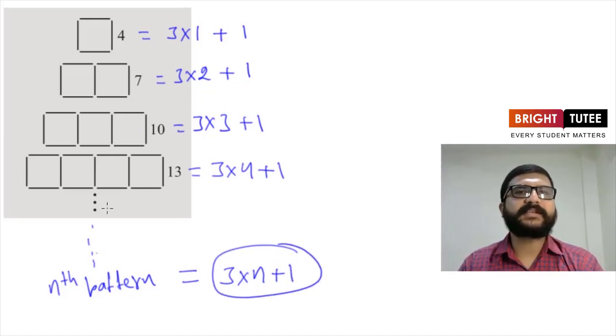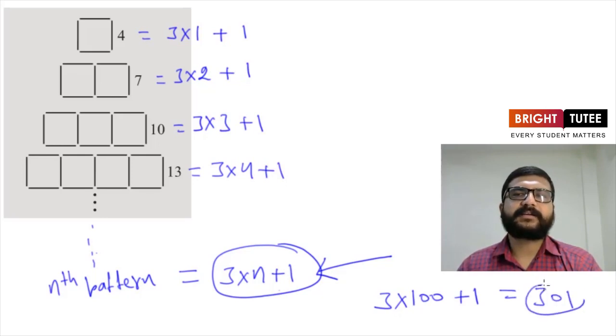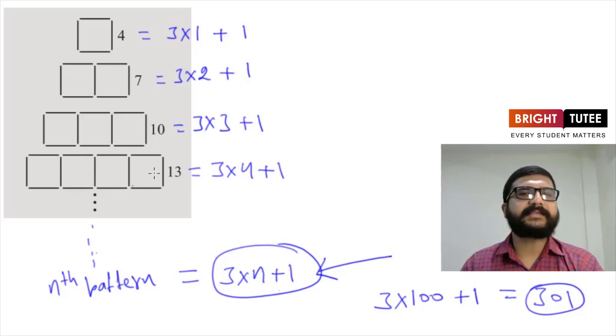Now suppose the question is, what is the number of line segments used for the 100th pattern? Do we have to draw 100 squares and then count how many line segments we are using? Or what we can do is simply put the value of n as 100 in this expression. So this will give us 3 into 100 plus 1, which is 301. So it means in the 100th pattern we are going to have 301 line segments.